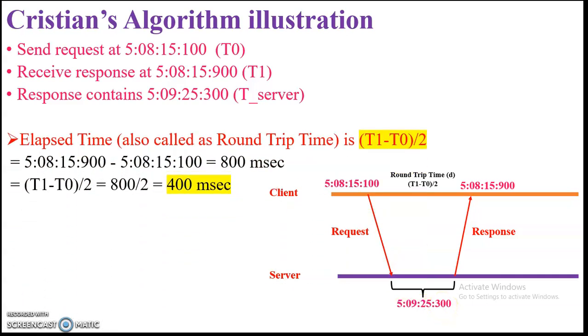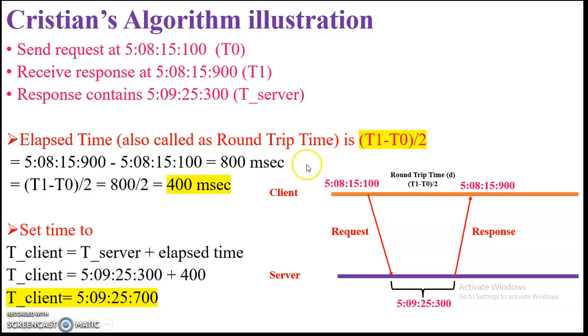Now we need to calculate this round trip time, or D, or we call it (T1 minus T0) by 2. Now how do we calculate it? T1 is 5 hours, 8 minutes, 15 seconds and 900 milliseconds minus T0, that is 5 hours, 8 minutes, 15 seconds and 100 milliseconds. So the difference comes as 800 milliseconds. Now it is (T1 minus T0) by 2. That means 800 by 2, which means the elapsed time is 400 milliseconds.